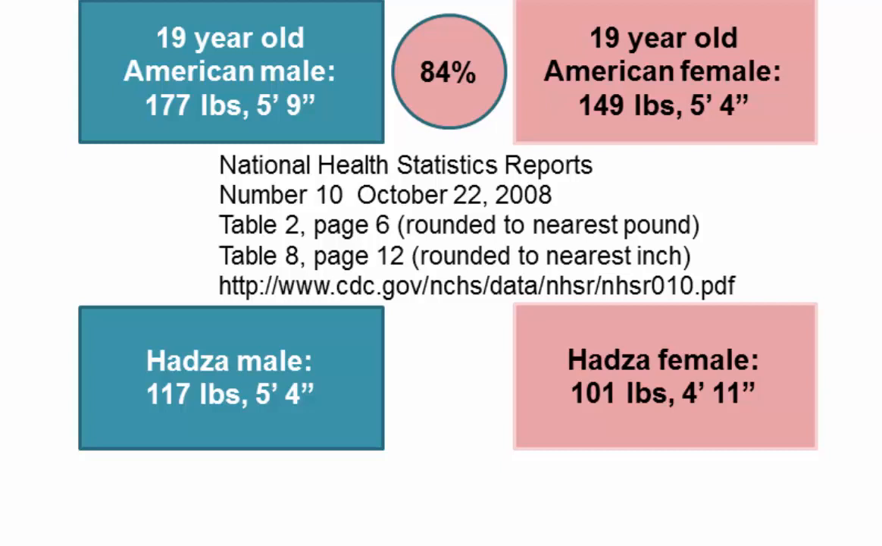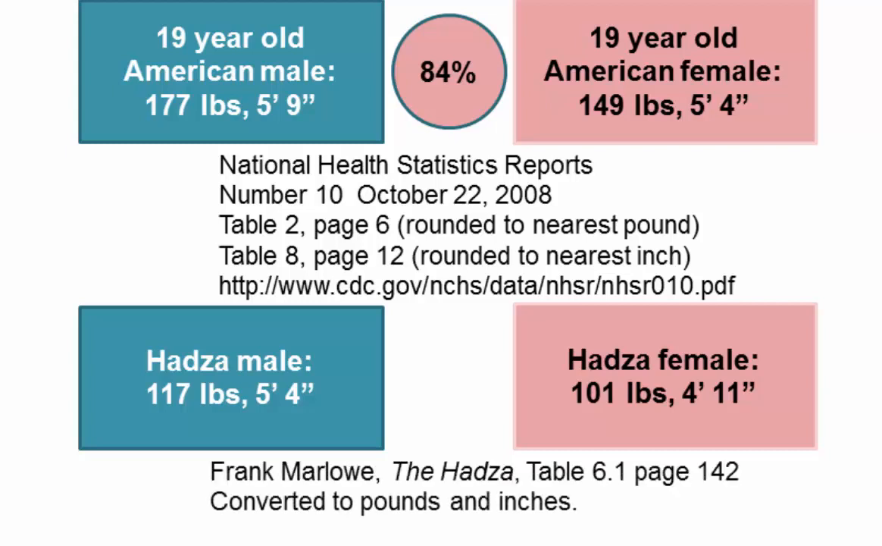But if we look at females proportional to males, then Hadza females are about 86% of the size of Hadza males on average. And you'll notice that's very close to the figure for American males and females at age 19. And that tells us something about the commonalities and similarities that run across humanity.